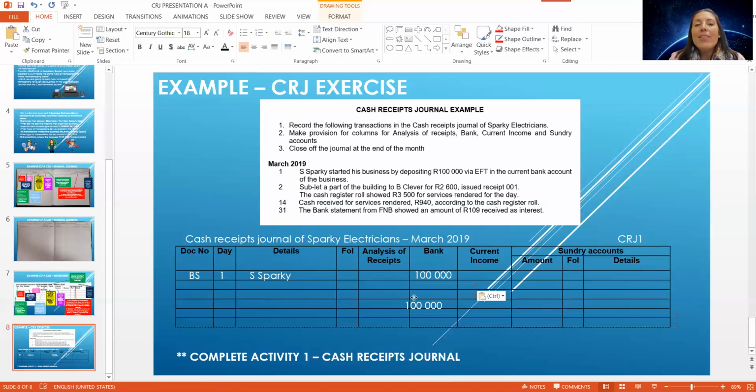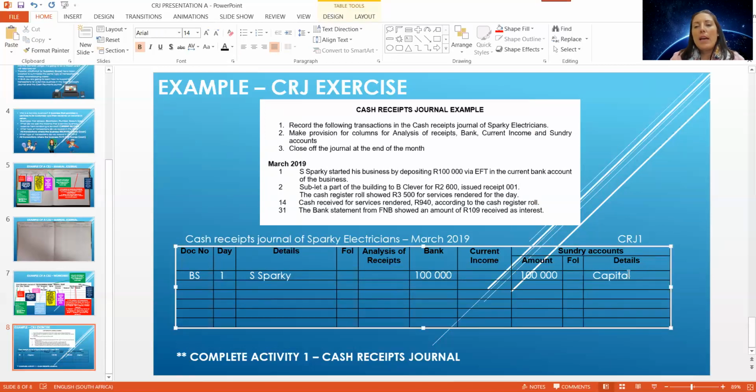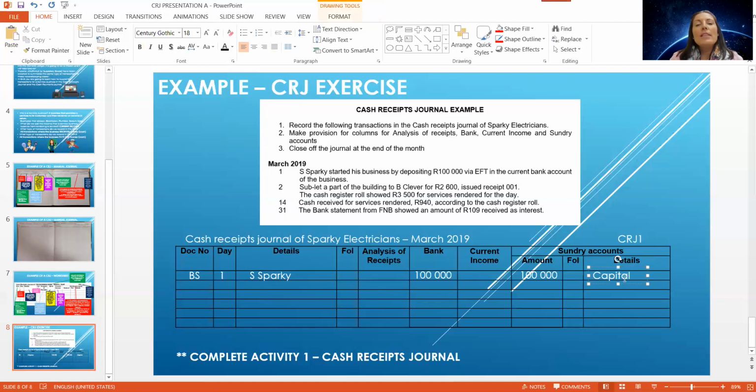Now tell me, is there a column for capital in the CRJ? No. So what do we do? We go to the sundry account. So in the sundry account, in the amount column, I put 100,000 Rand, and then we leave the folio column for now, and in the details column, I write the name of the account. Why did the business get the money? Because the owner gave capital. Right, and that was then the transaction on the 1st. Good. Let's start with the next transaction.